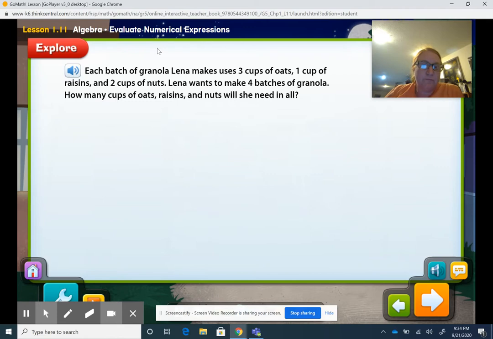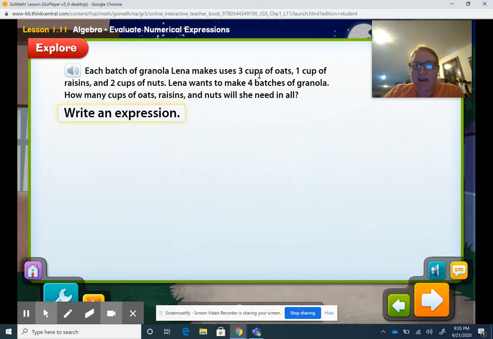Each batch of granola Lena makes uses 3 cups of oats, 1 cup of raisins, and 2 cups of nuts. Lena wants to make 4 batches of granola. How many cups of oats, raisins, and nuts will she need in all? Let's write an expression using parentheses to help solve the problem.